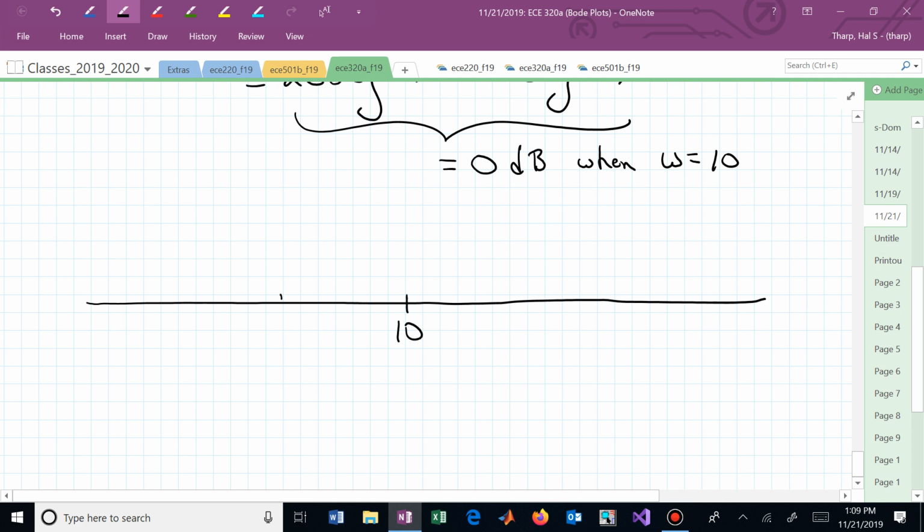So here's 10, here's 1, here's 10 to the minus 1, here's 10, there's 100.